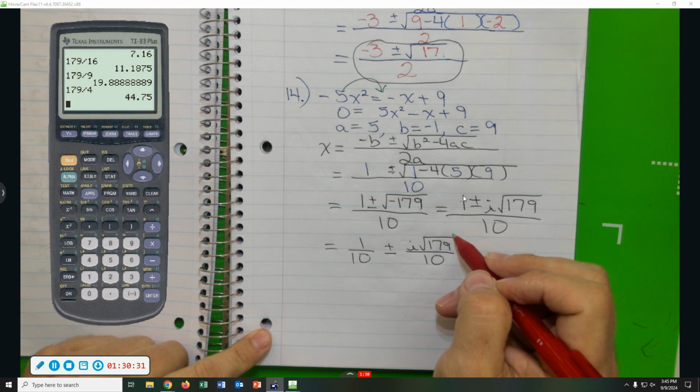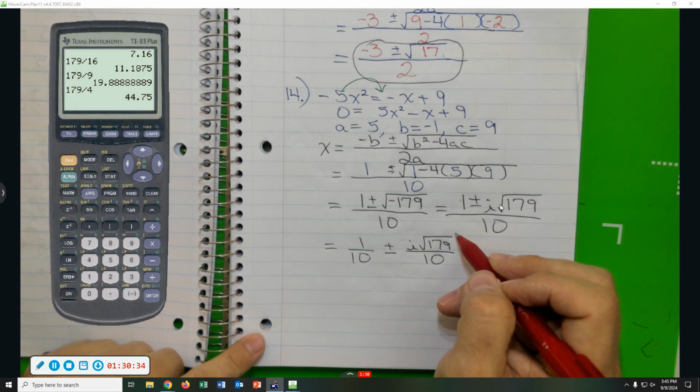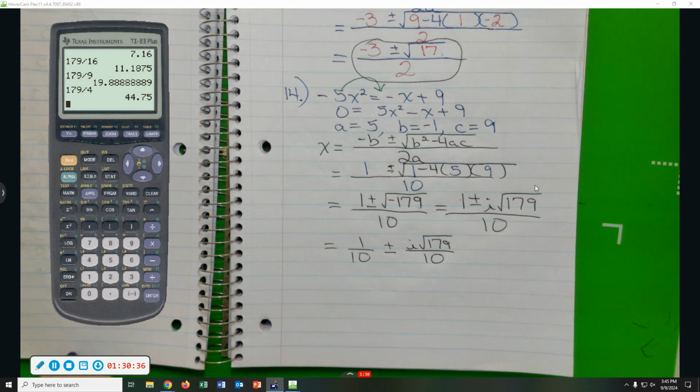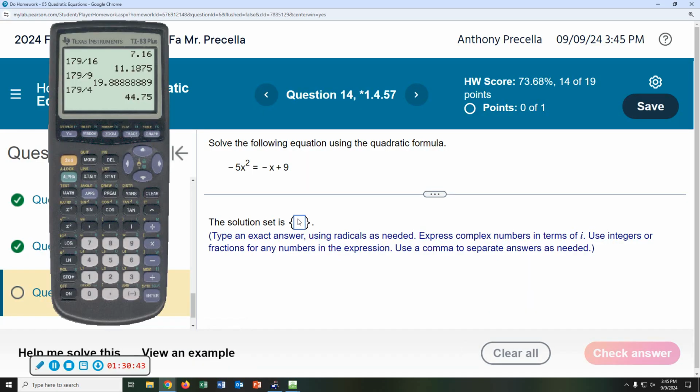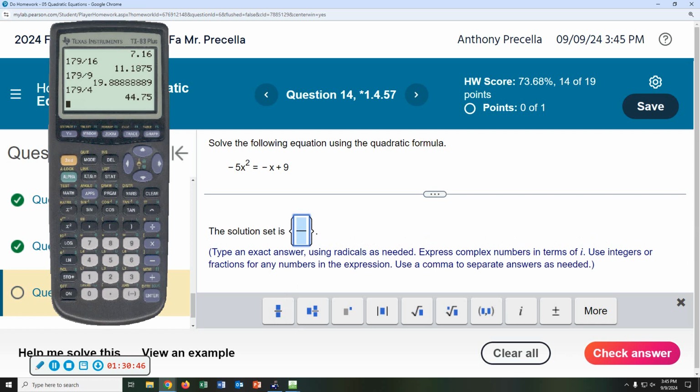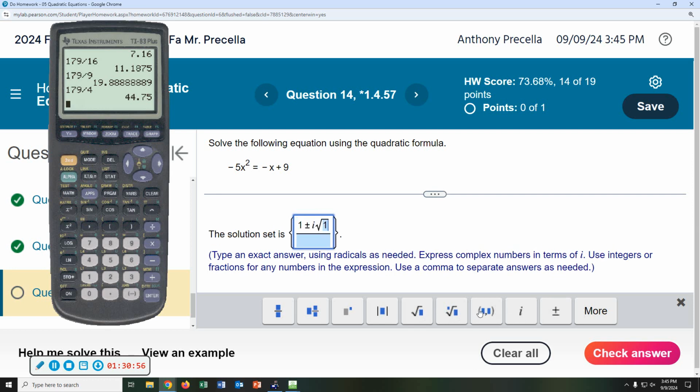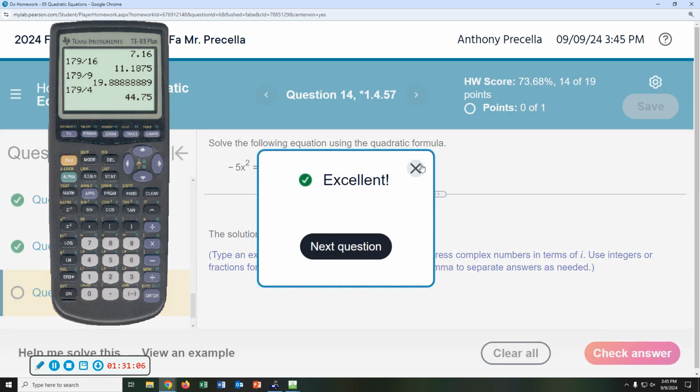I'm just wondering, if there hadn't been an I, you would just leave it like this. And it used to be Pearson would let you punch it in like that. But they stopped doing that. I'm going to try it. I'm curious. If I punch this in, the 1 plus or minus I square root 179 all over 10. I'm just curious. They did that last semester. Well, I'll be darned. They took it.